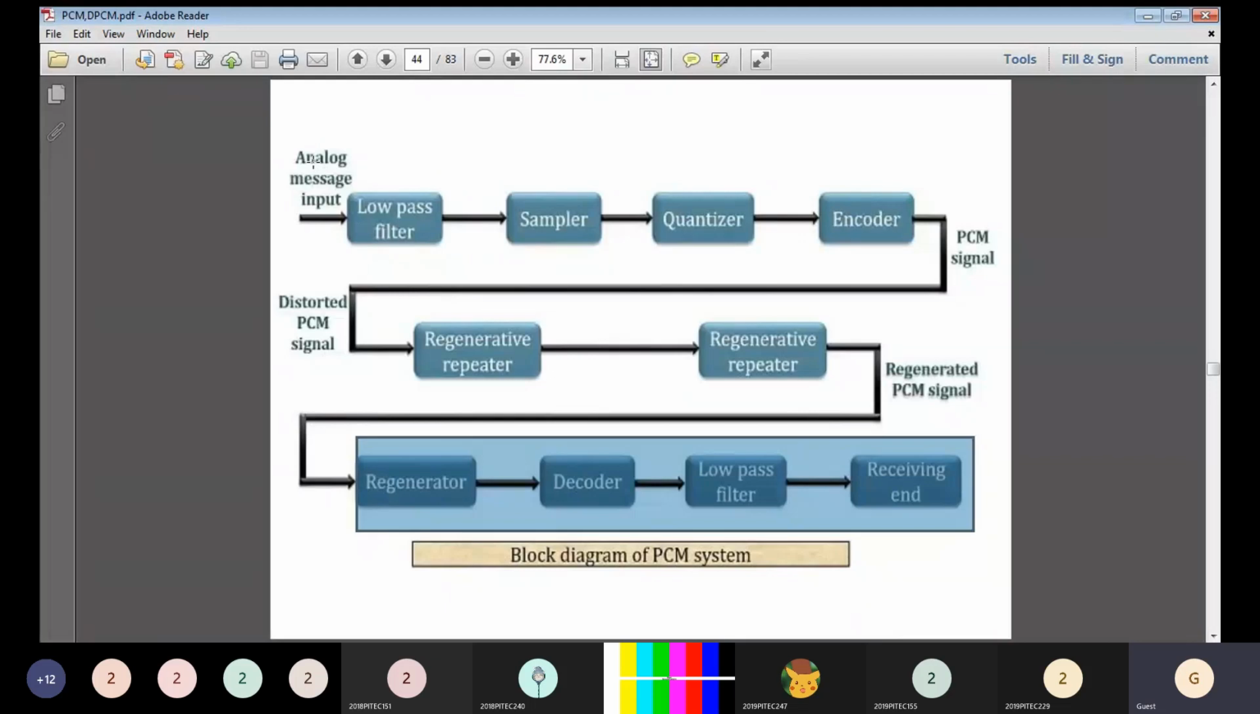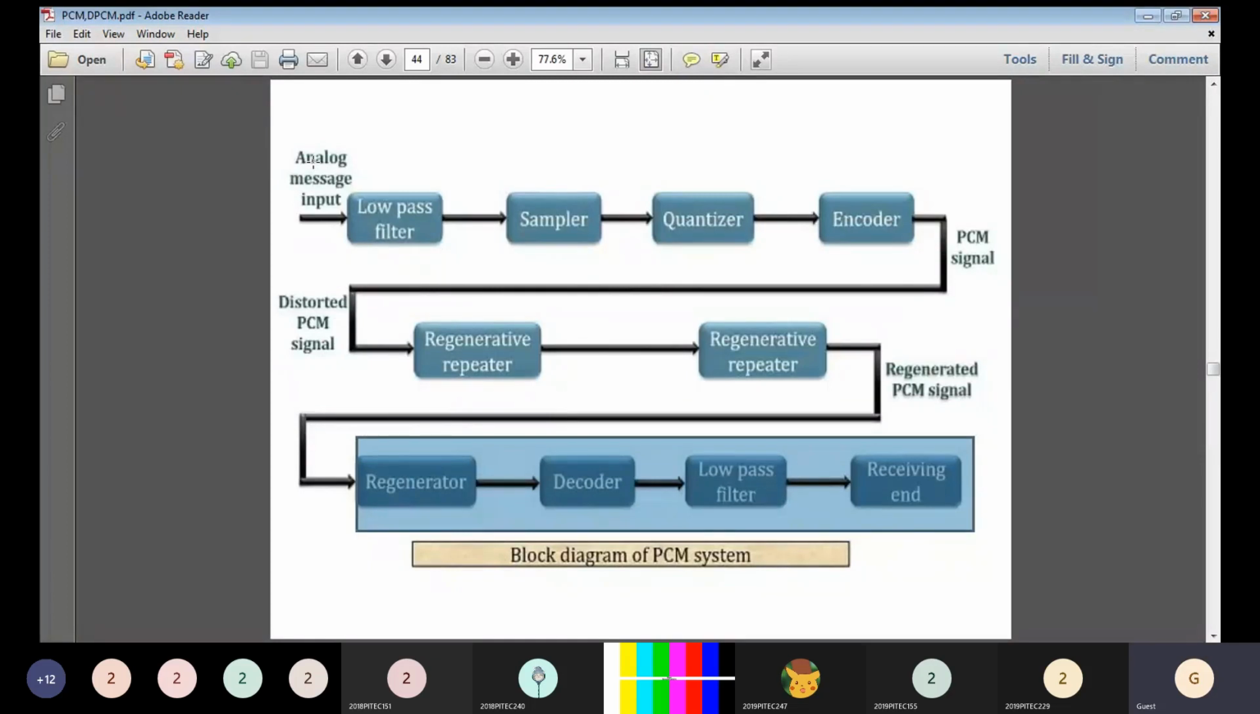The function of the quantizer is that the input signal is discretized in the time domain. So at the output of the quantizer, we get the signal discretized in both domains, time and amplitude. Then that discretized signal will pass through an encoder.